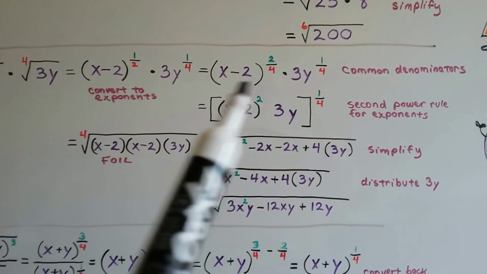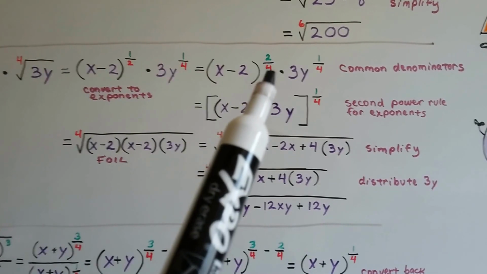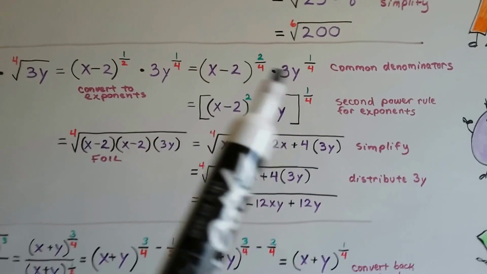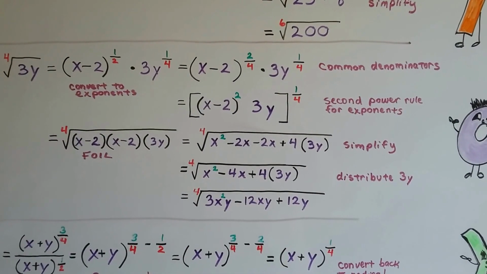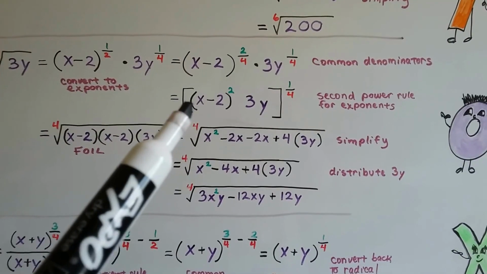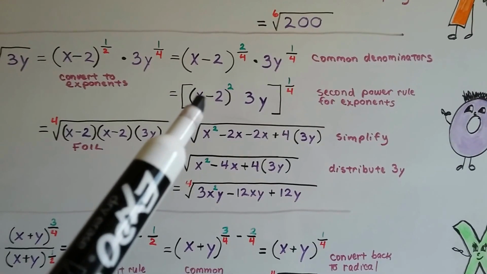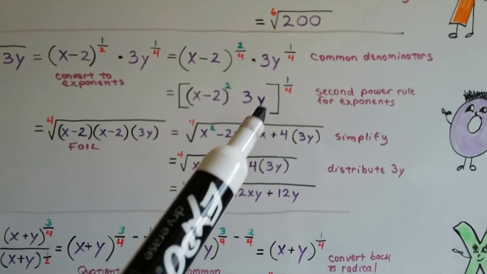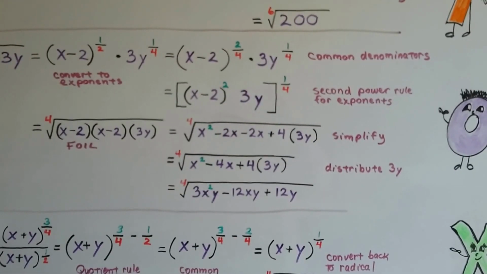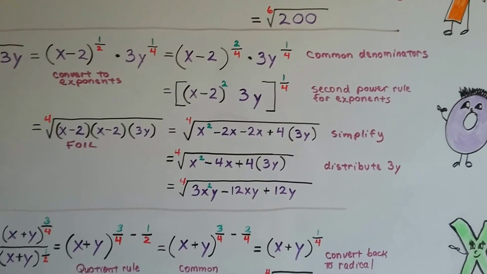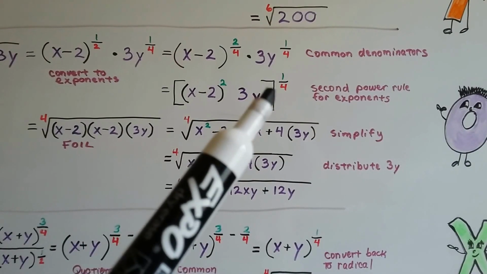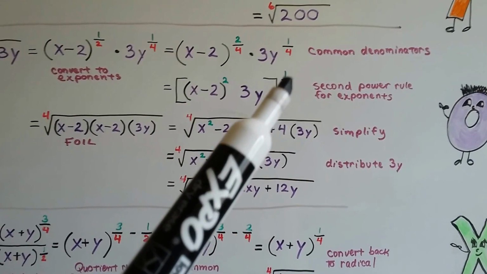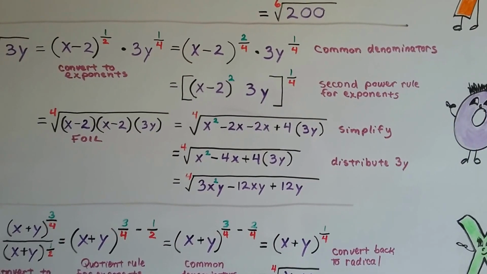So we've got 3y to the 1/4 power. We can write it with common denominators because that's a 2 and that's a 4. We can give it both a 4. So we've got 2/4 and 1/4. And the second power rule for exponents says we can write it like this. We've got x minus 2 squared times 3y and they're raised to the 1/4 power. This is the numerator. See, and that's got a numerator of 1, so that's why there's a 1/4 there.